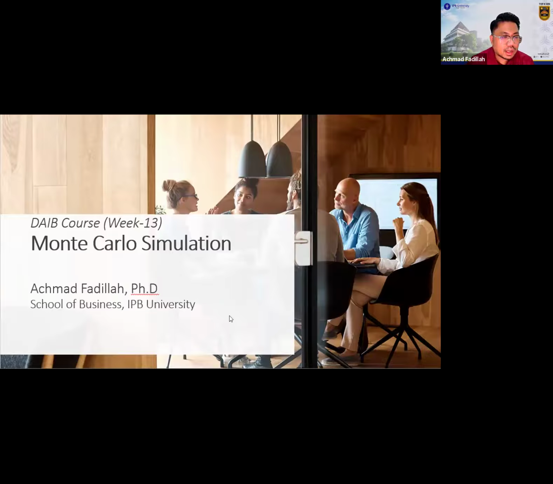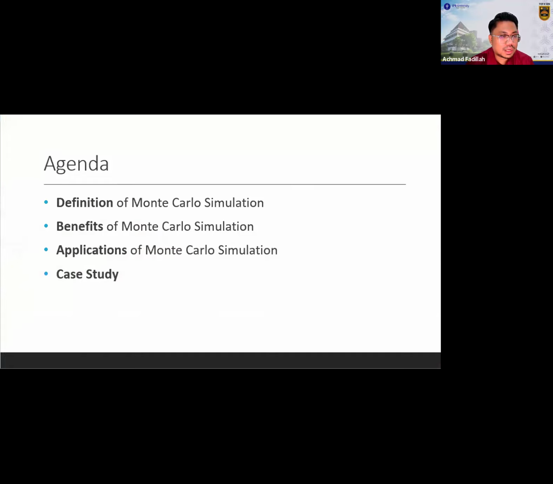Then for today, I will explain about the Monte Carlo simulation. That's one of the tools to simulate a model, and it's quite interesting if we talk about the history of Monte Carlo, because it's not related to mathematical modeling or statistical modeling. I will explain later about the terms and the definition of Monte Carlo itself as part of modeling, Monte Carlo simulation.